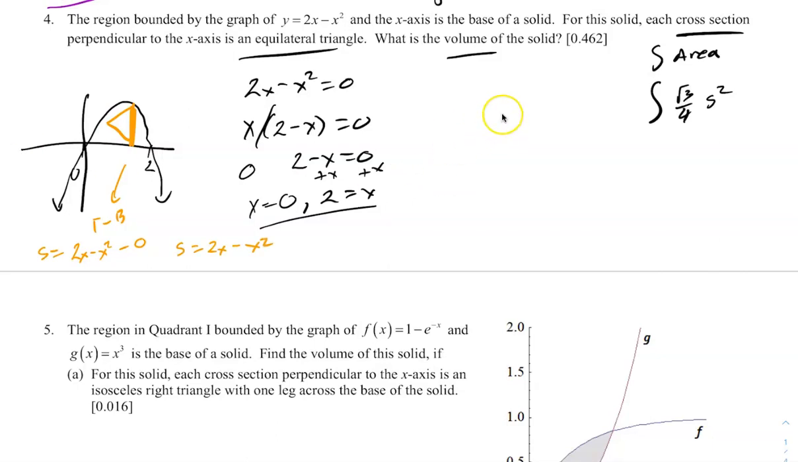So we can plug that into our equation now. We're going to integrate from 0 to 2 of root 3 over 4 times 2x minus x squared, squared, because remember we're plugging it into the s squared formula, so s is all this, squared, dx. Plug into the calculator and you would get 0.462. Now you can try it by yourselves. Next one.